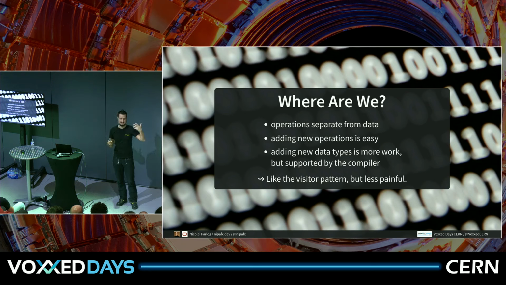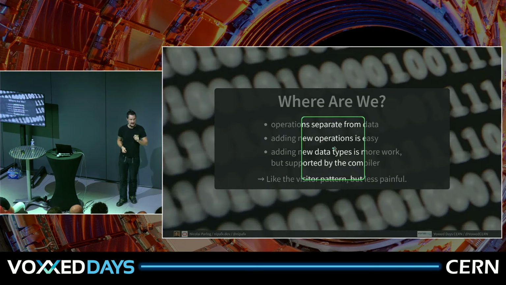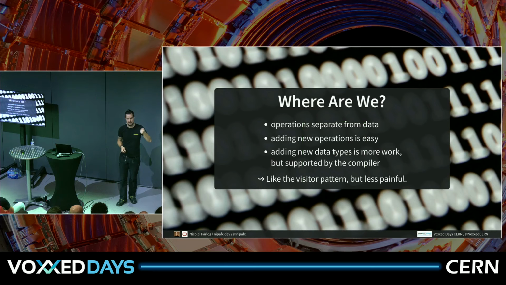So how is that a good thing? I've got a two-part answer. The one part is basically what I just described here. In this case, we had doing it now. If I add a new data type, it's work because I have to go across all operations. If I add a new operation, that's simple.